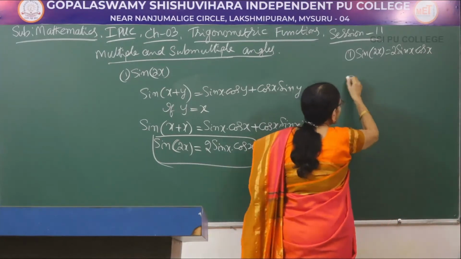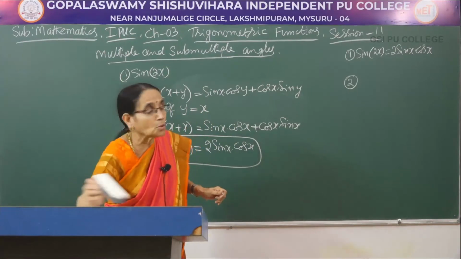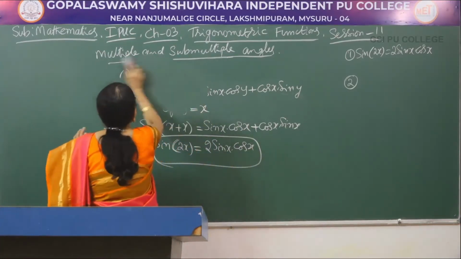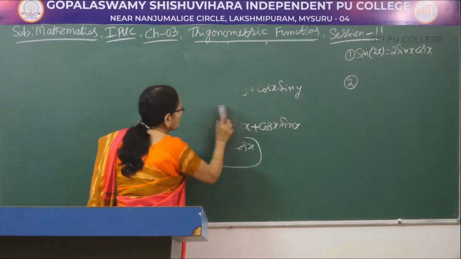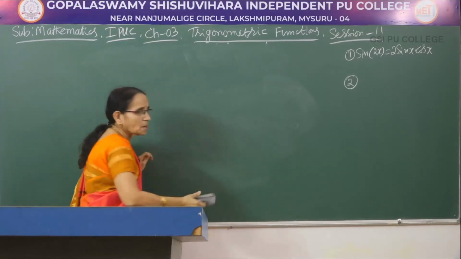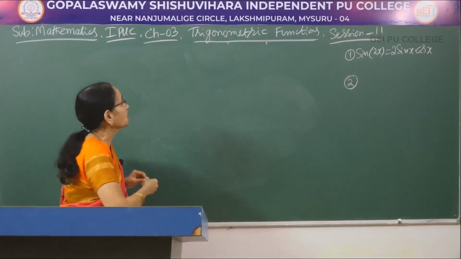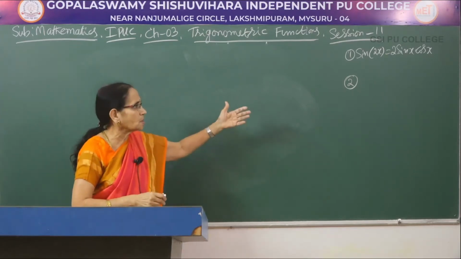Now we will go to the second formula, that is the cosine function. First we consider only that multiple angle 2x here. So sin 2x, I have the formula. Now let me consider cos of 2x here. In the case of cos of 2x, it would be given like this.